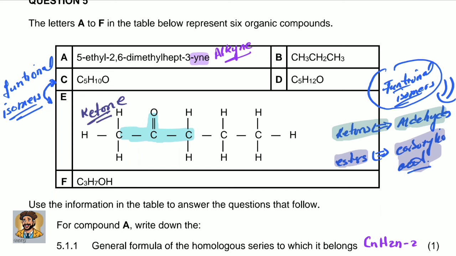Now, if this is a ketone, remember they are functional isomers. So what is the functional isomer of the ketone? It must be an aldehyde. Therefore, compound C must be an aldehyde. How do I know it's an aldehyde? Because they are functional isomers. I write it here: if E is a ketone, then C is an aldehyde because they are functional isomers. The question says that we have to give the name of that specific compound.